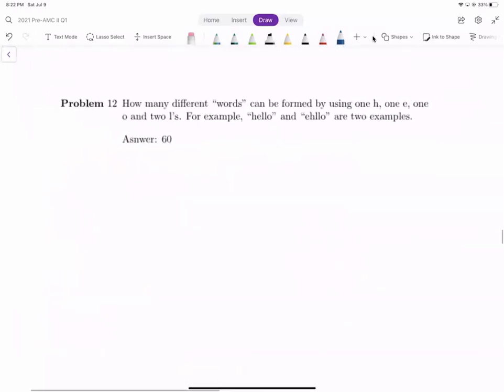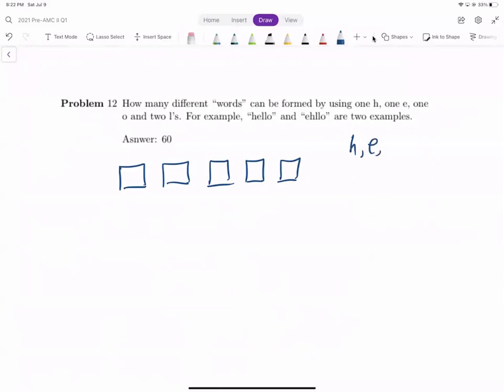Question number 12. How many words can be formed by using one H? Okay, so we have 5 positions, and we use one H, one E, one O, and 2 identical L's. Now, how many ways can you do that?